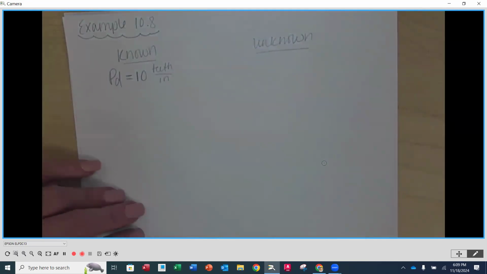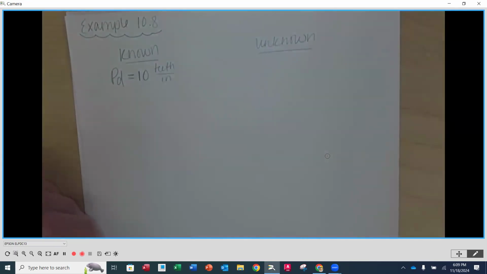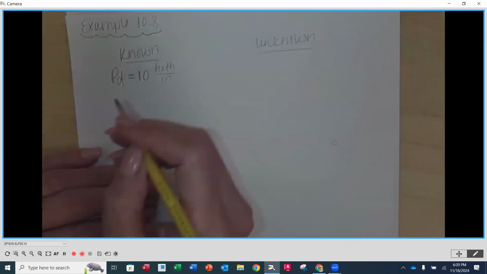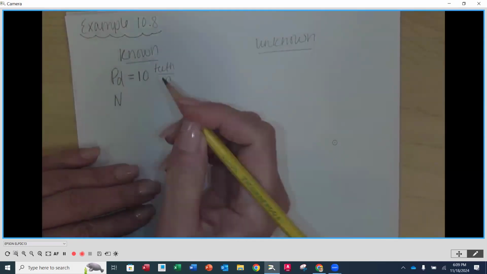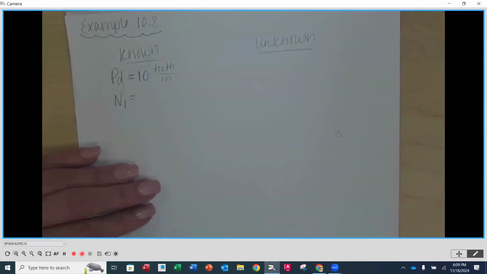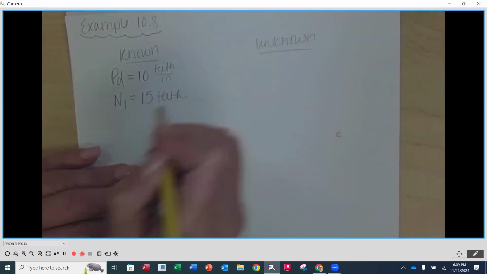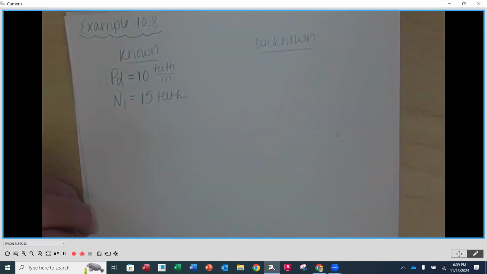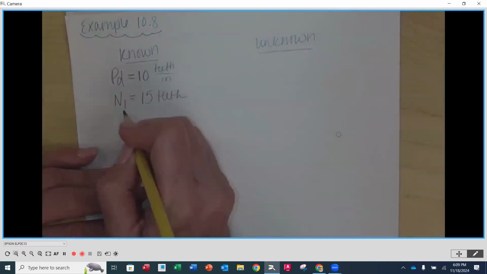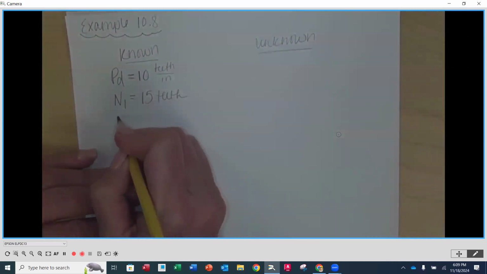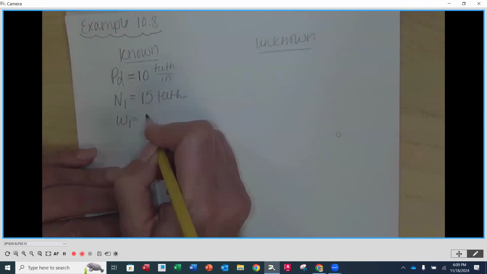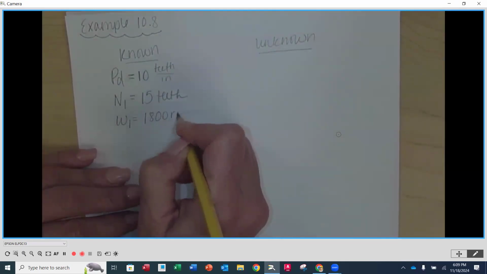Okay, what else do we know? So that's going to be N what? 1 or 2? N1, and what is that? How many? 15 teeth. Okay, what else do we know? We know the angular velocity of the first gear, so W1, and what is its value? 1800 RPM. Excellent.